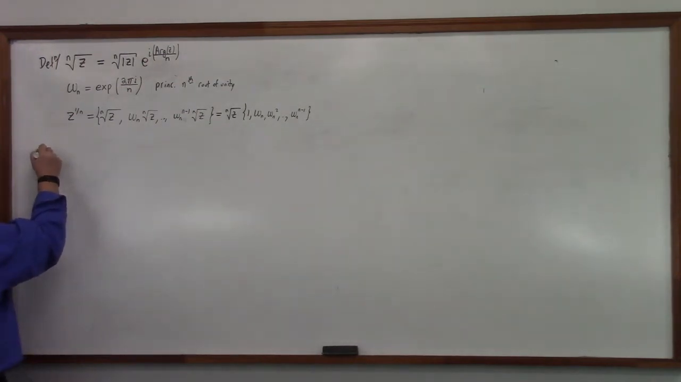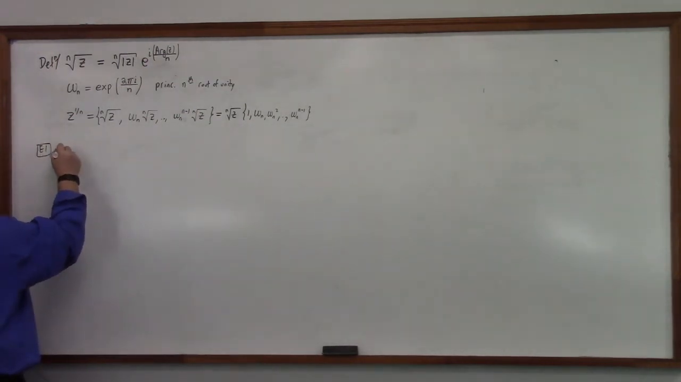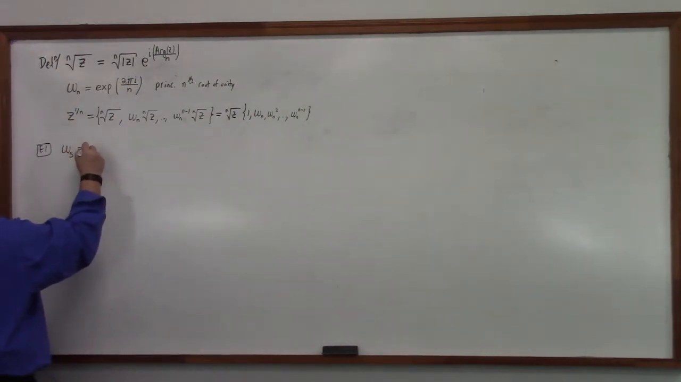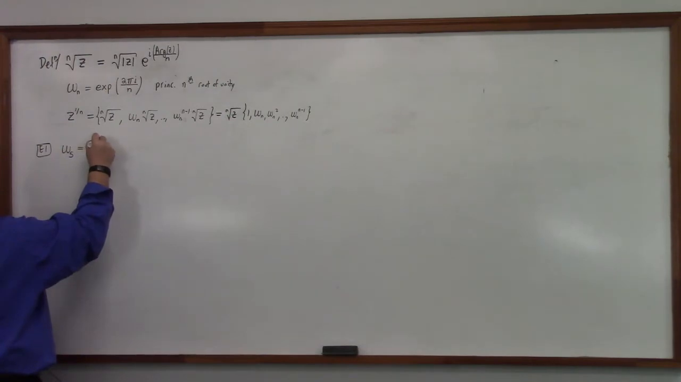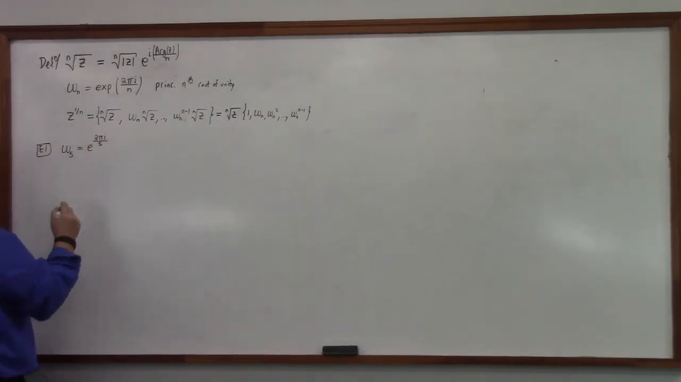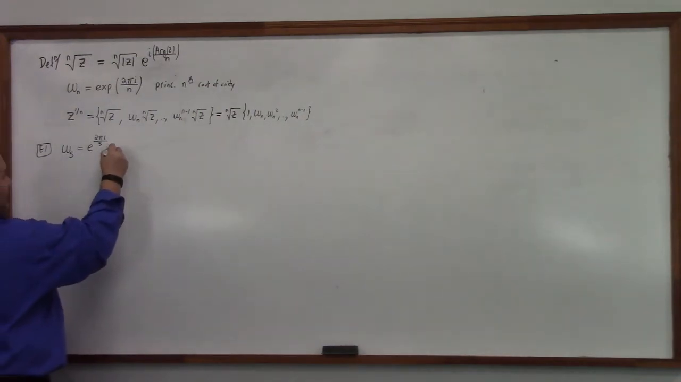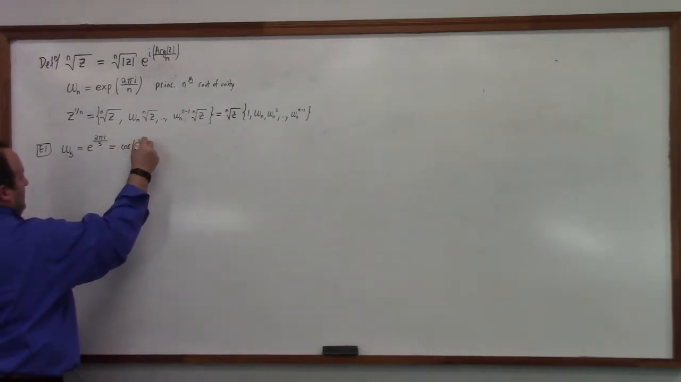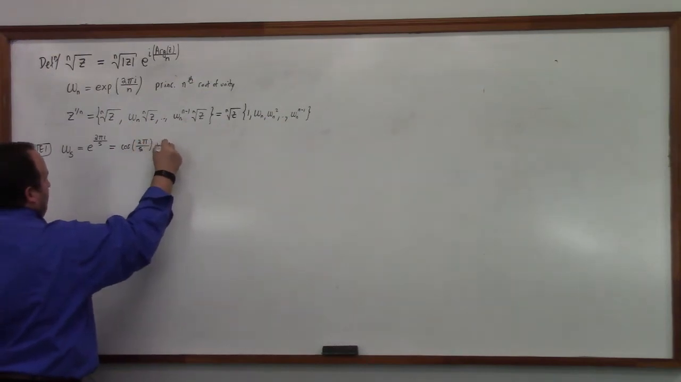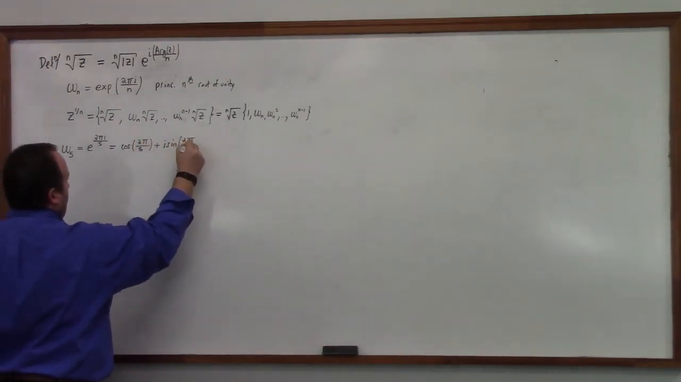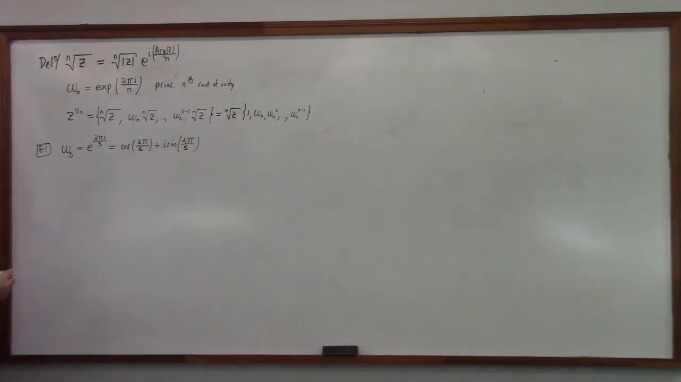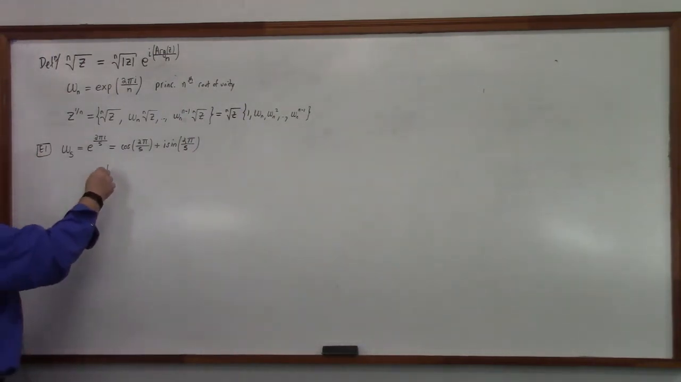Example, I'll just look at the 5th root of unity. This would be e to the 2 pi i over 5. And so, of course, that's cosine of 2 pi over 5 plus i sine 2 pi over 5, you know? And I can graph those.